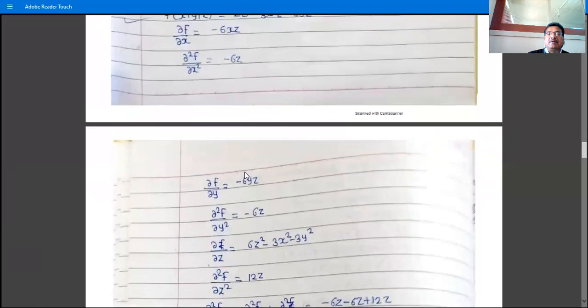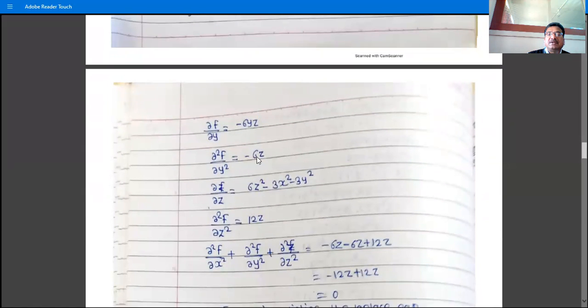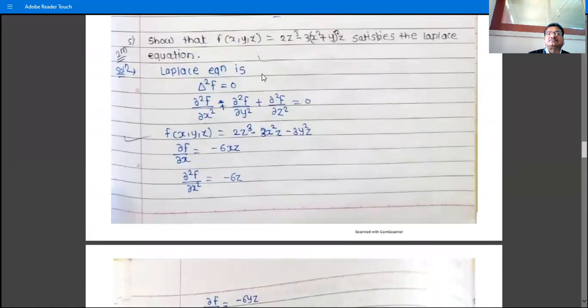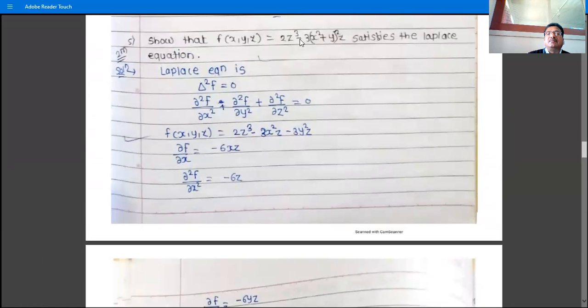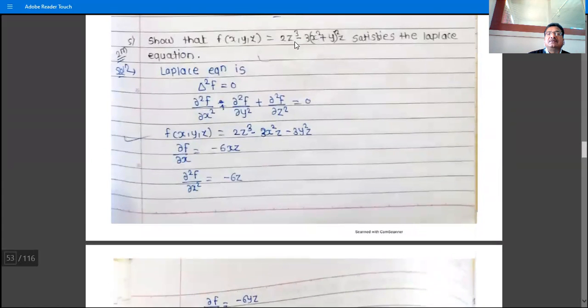Similarly, ∂f/∂y, the derivative of this function, and then ∂²f/∂y² is minus 6z. Then ∂f/∂z is 6z² minus 3(x² + y²) with respect to z, because the derivative of z is 1.